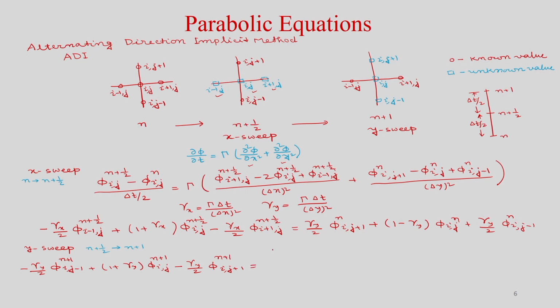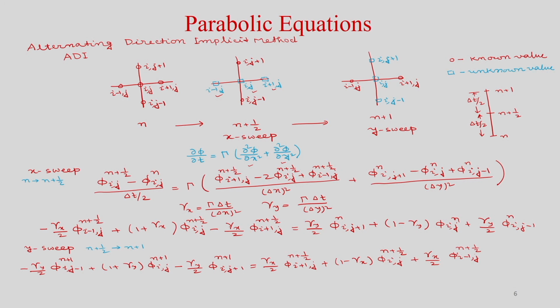Now, you write the right hand side. So, gamma x by 2 phi I plus 1 j. It will be at n plus half, because we are moving from n plus half to n plus 1. So, at the n plus half time level all the values are known from the x sweep equation. So, it will be 1 minus gamma x phi I j n plus half, and gamma x by 2 phi I minus 1 j n plus half.